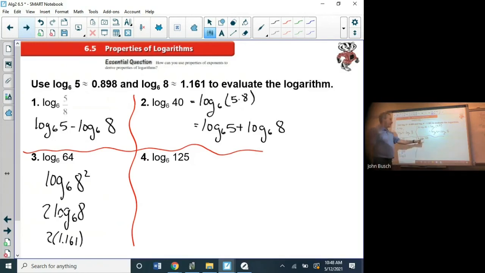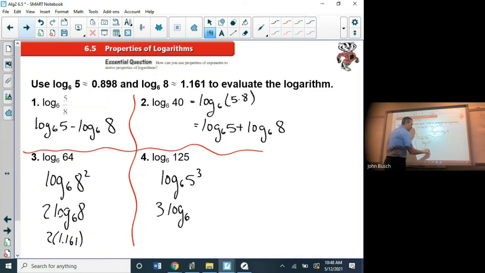And then log base 6 of 8, you can use this 1.161. And 125 is 5 to the third power. That's where you can use that, because 125 is in the cubes list. Log base 6 of 5 to the third power. That coefficient 3 can come out front: 3 times log base 6 of 5. Okay? And I'm going to stop right here because I think I can only have videos of 15 minutes on YouTube, and I think it's been about that. So I'm going to stop here.